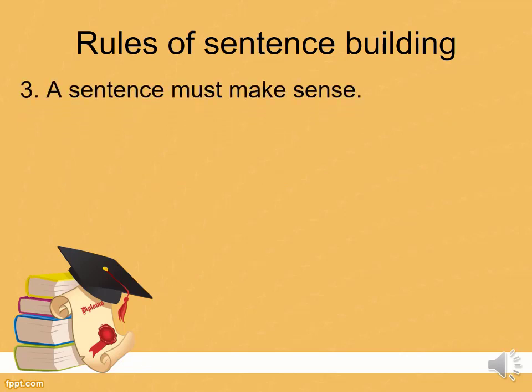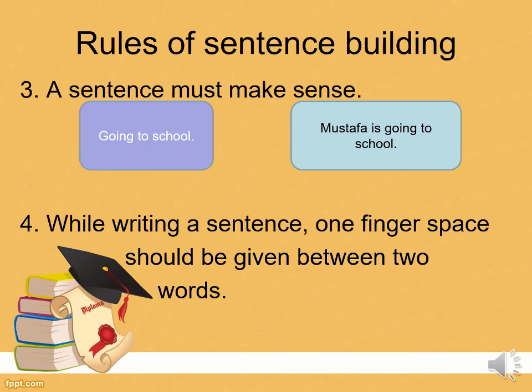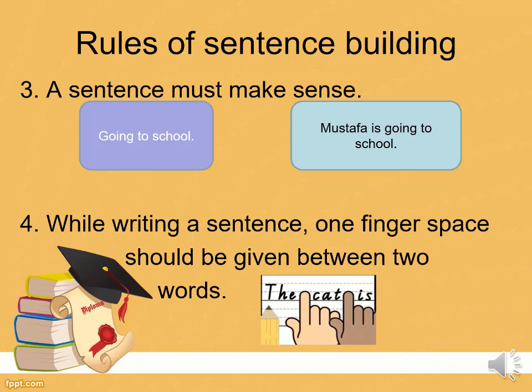Rule number 3. A sentence must make sense. For example, going to school. This sentence is not telling us who is going to school. You can correct this sentence by adding the noun. For example, Mustafa is going to school. Rule number 4. While writing a sentence, one finger space should be given between two words.